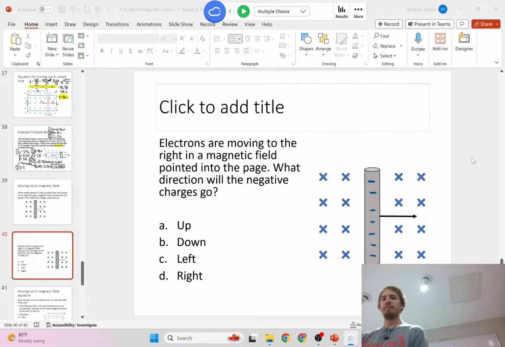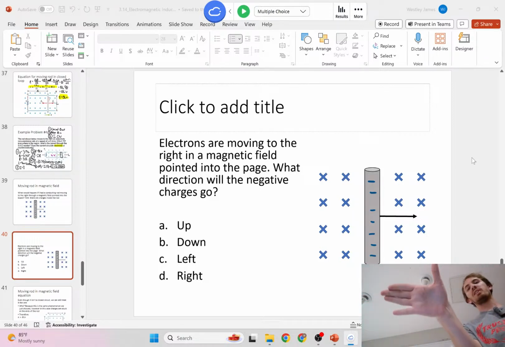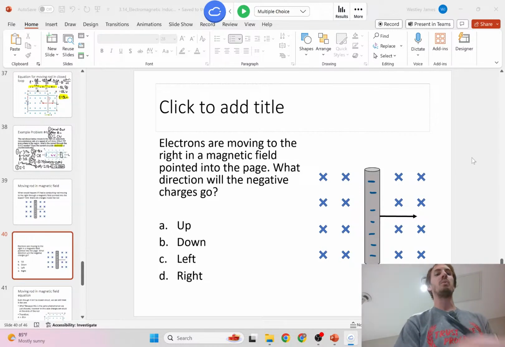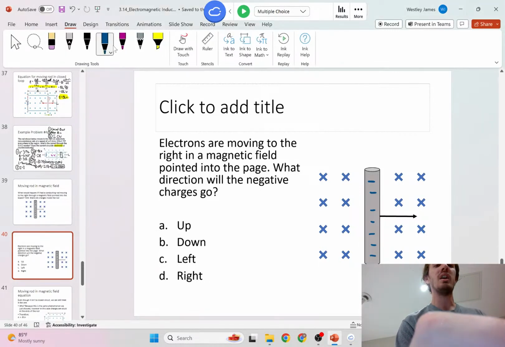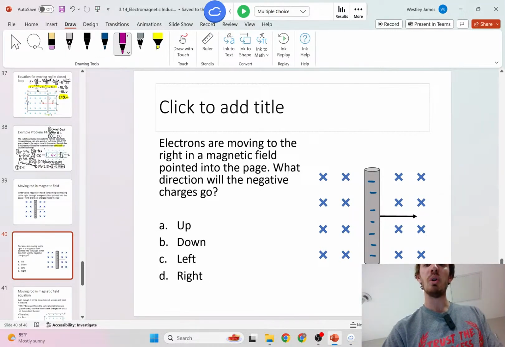All right, so my charges are moving to the right, fingers to the right. My magnetic field is into the page. Thumb points up. If they were positive charges, awesome, but they're not. They're negative charges, so they're going to go down. Fingers in the direction of motion, magnetic field into the page, thumb points up, but right-hand rules are for positive charges. So these are going to go down.